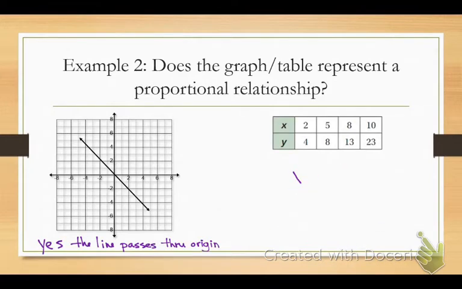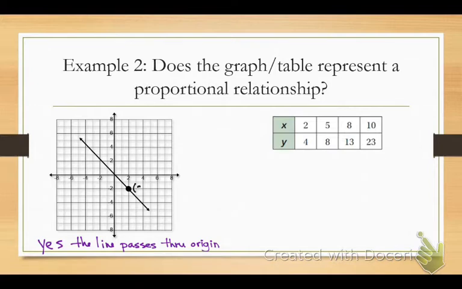Sorry, I didn't mean to hit that button. The line passes through the origin. If your answer is yes, you must write the equation, which means you have to pick a point on the graph. Please do not pick a point where the x and y don't intersect exactly right. So let's say I pick this point right here. What is the ordered pair? Do you see how it really crosses perfectly? 2, -2, right?